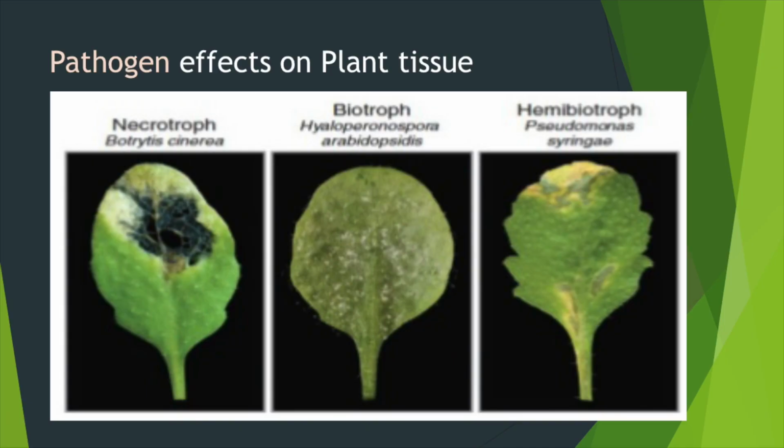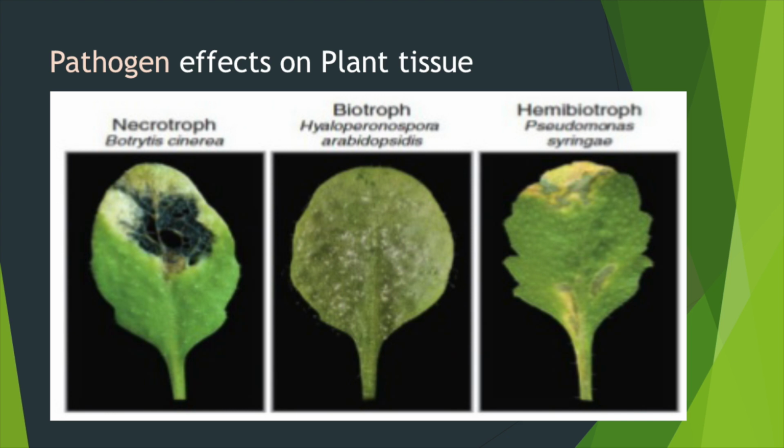So pathogens can be divided into necrotrophic, biotrophic or hemibiotrophic pathogens. In this figure you can see examples of all three. The first is Botrytis cinerea. It is a necrotrophic pathogen.